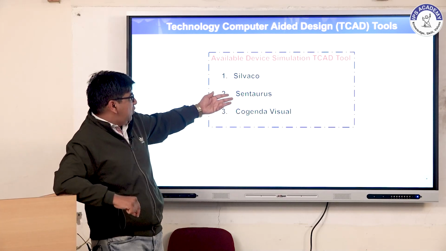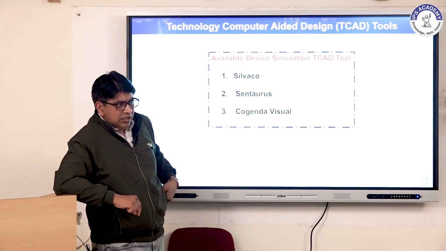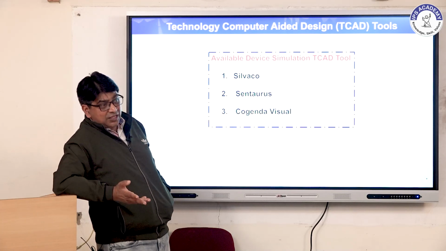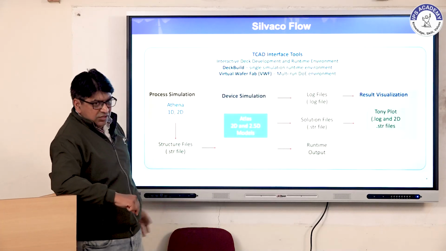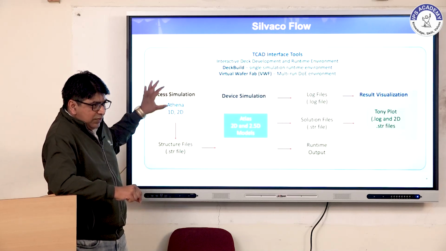Although during my PhD time I worked on Silvaco, and Centaurus is also there, in industry most of the industry uses Centaurus for the TCAD aspect. So this is the flow. I think those who are working in VLSI know this very well. That is the process-based flow we can design.